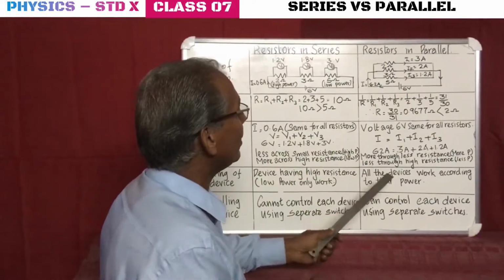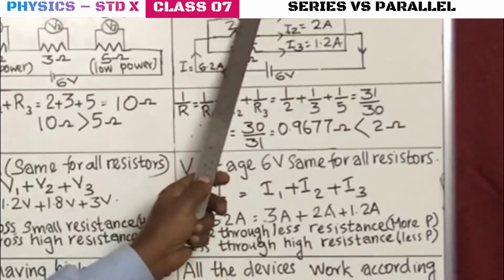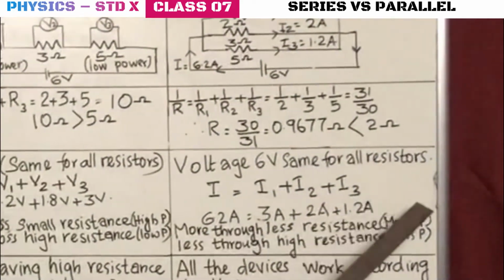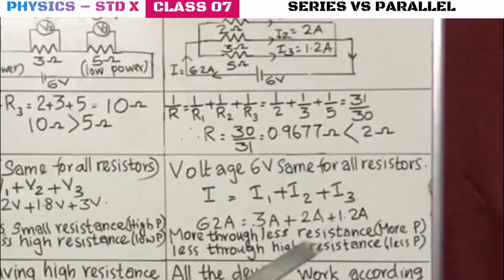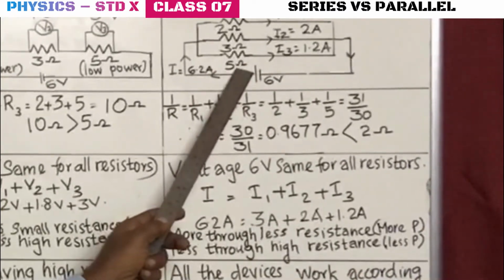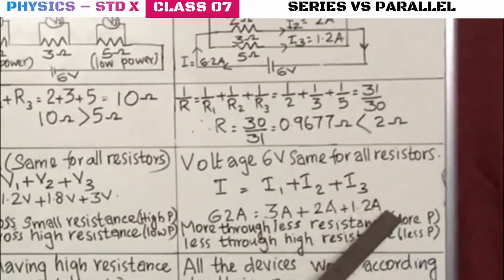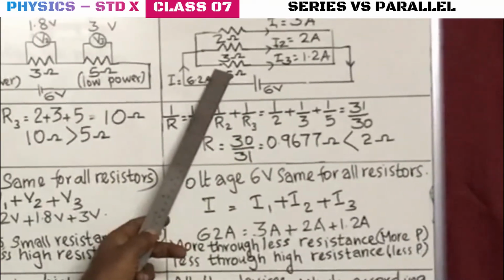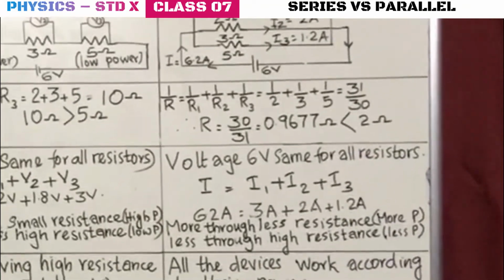So here we analyze this. Current 3 ampere is flowing through the resistance 2 ohms, that is a device having more power. Now we have 1.2 ampere, so it is less, through the high resistance 5 ohms. So we are having 1.2 ampere current, which is less, through 5 ohms, that is the biggest resistance, or we can tell it is less power. Power less means resistance high.